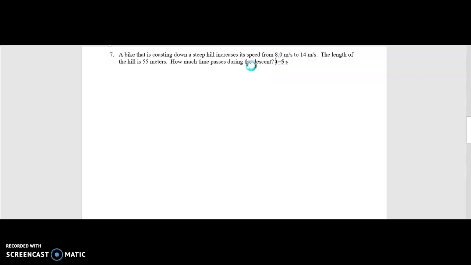All right, so a bike that is coasting down a steep hill increases its speed from 8 meters per second. Hey, that sounds like an initial velocity of 8 meters per second. And it goes to 14 meters per second. So final velocity is 14 meters per second. The length of the hill is 55 meters. So that means their displacement is 55 meters. How much time, so we're looking for time, passes during the descent? It should work out to be 5 seconds.